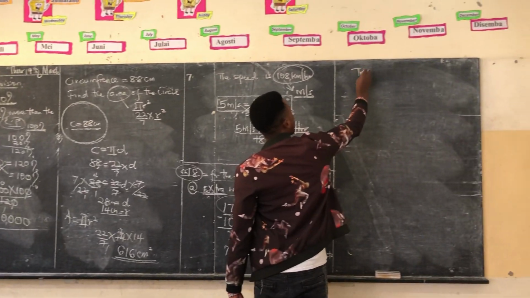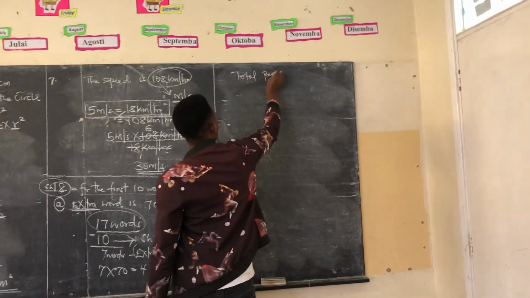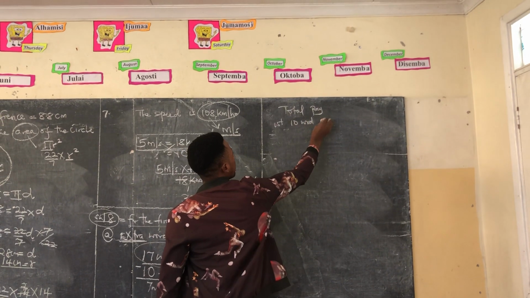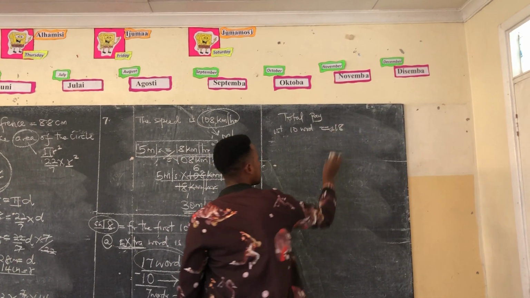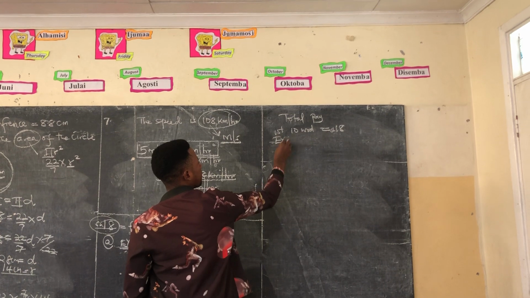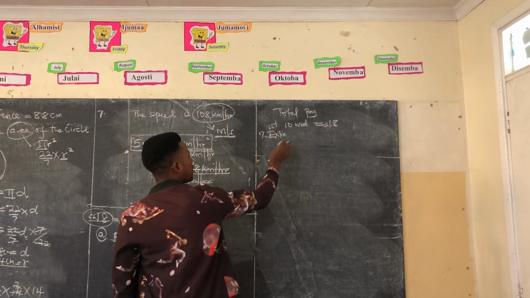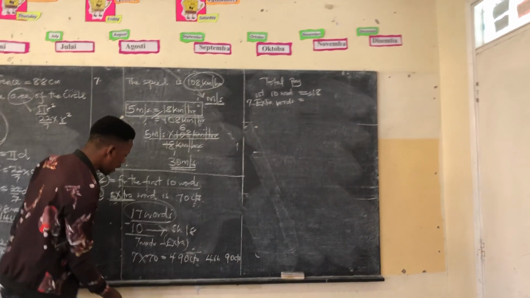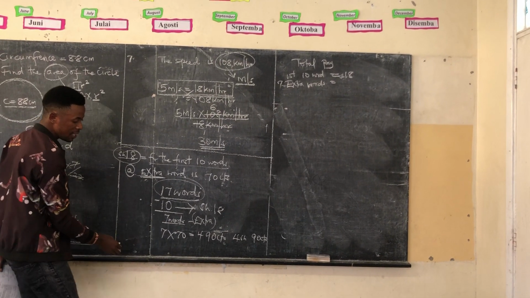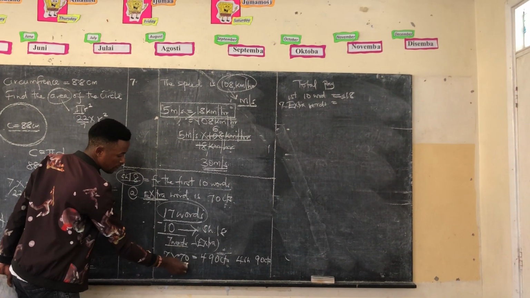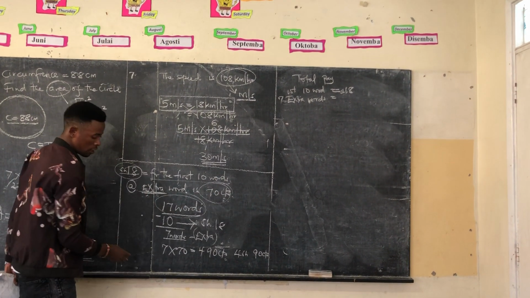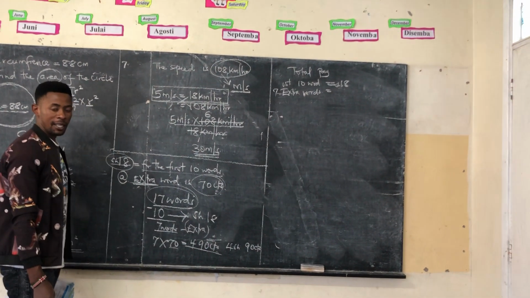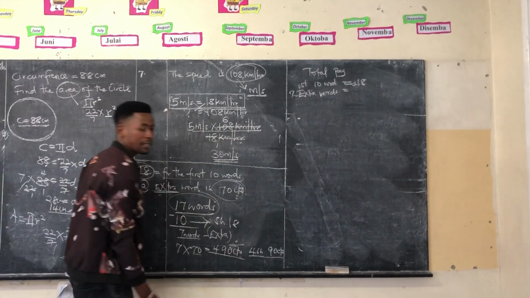So what will be the total pay for that telegram? So the first 10 words, that person paid 18 shillings. Then extra words, 7 extra words. You have seen that there were 7 extra words, and each word you're supposed to pay 70 cents. So 7 times 70, that is 490 cents. And 490 cents in shillings and cents, that is 4 shillings and 90 cents.